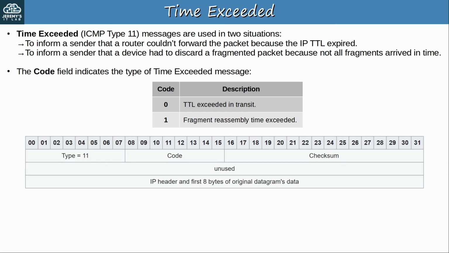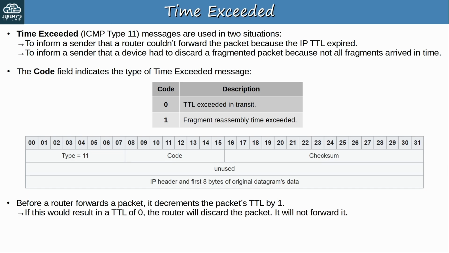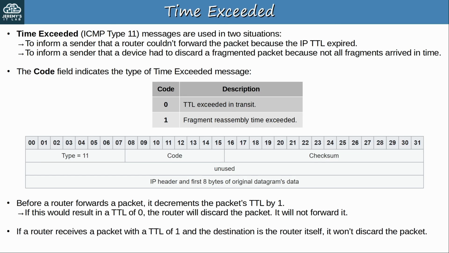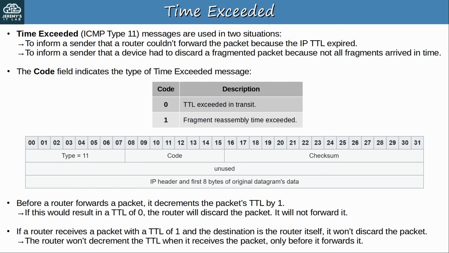I'll focus more on this message type in the traceroute video of the course, especially code 0, TTL exceeded. But let me briefly explain a couple points. Before a router forwards a packet, it decrements the TTL by 1. If this would result in a TTL of 0, the router will discard the packet. It will not forward it. So if a router receives a packet with a TTL of 1 and it must forward the packet, it will be discarded. However, if a router receives a packet with a TTL of 1 and the destination is the router itself, it won't discard the packet. It will receive the packet for itself. This is because the router won't decrement the TTL when it receives the packet, only before it forwards it.